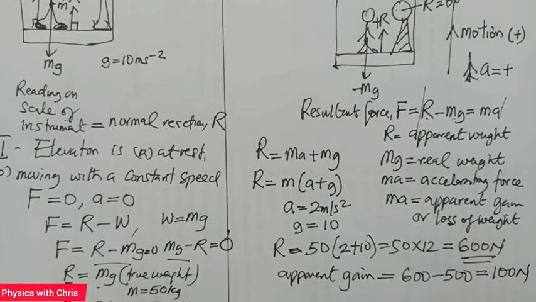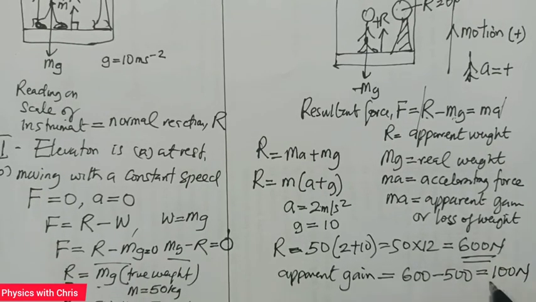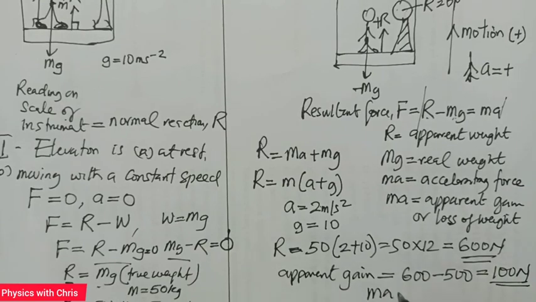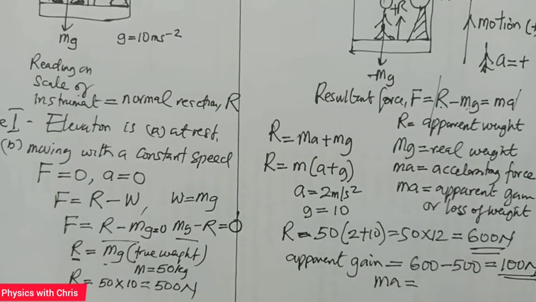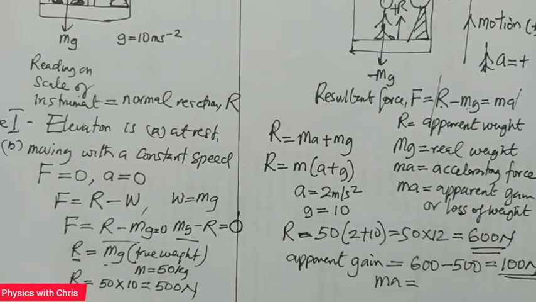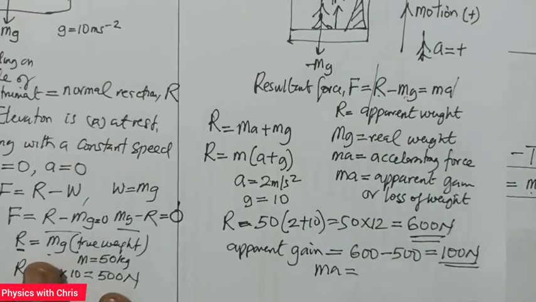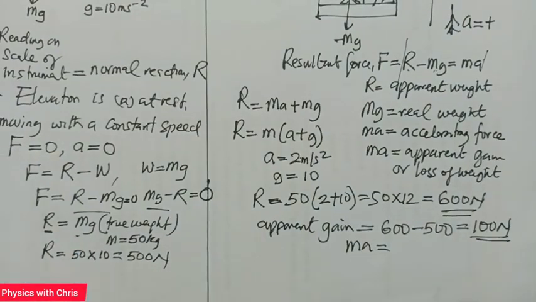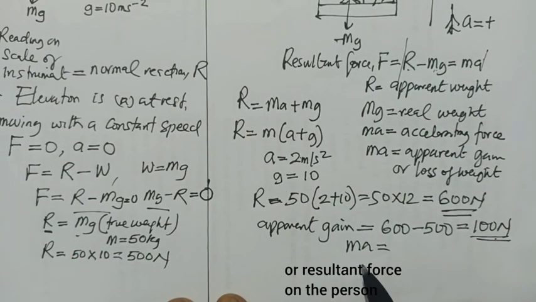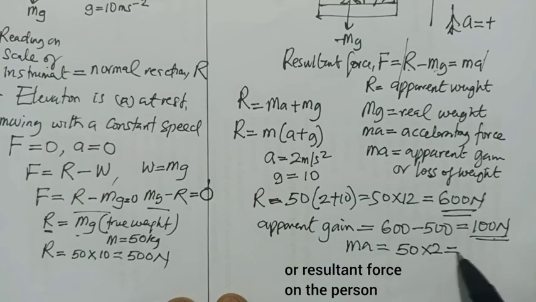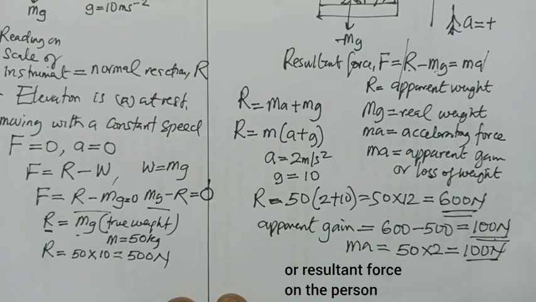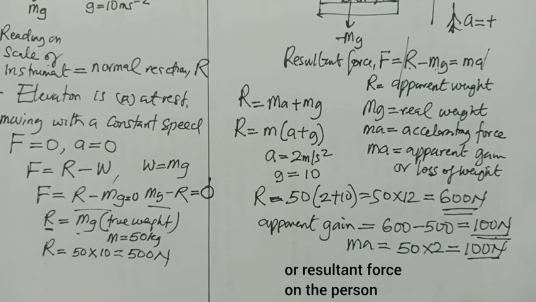If you check again, this 100 Newton is the same thing as ma, the accelerating force. So ma is called the apparent gain, because in exam conditions the examiner may ask you to calculate the apparent gain in weight of the boy. It is 100 Newton, which is also calculated using ma: 50 times 2 is the same thing as 100 Newton. Okay, so that is the apparent gain in weight.